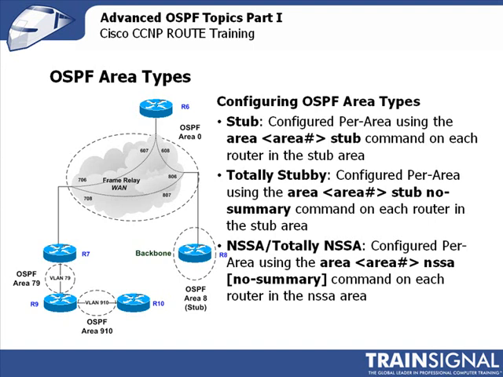It either is there or it's not. If stub area is configured on a router for an area, that has to match. Totally stubby is the same syntax, only you add the no-summary in each router in the stub area, so it'll just generate the default route. For NSSA and totally NSSA, again, it's configured per area, doing the area number NSSA or area number NSSA no-summary command. For instance, if we were doing it on R8, it would be router OSPF 1, area 8 NSSA no-summary, just as an example.